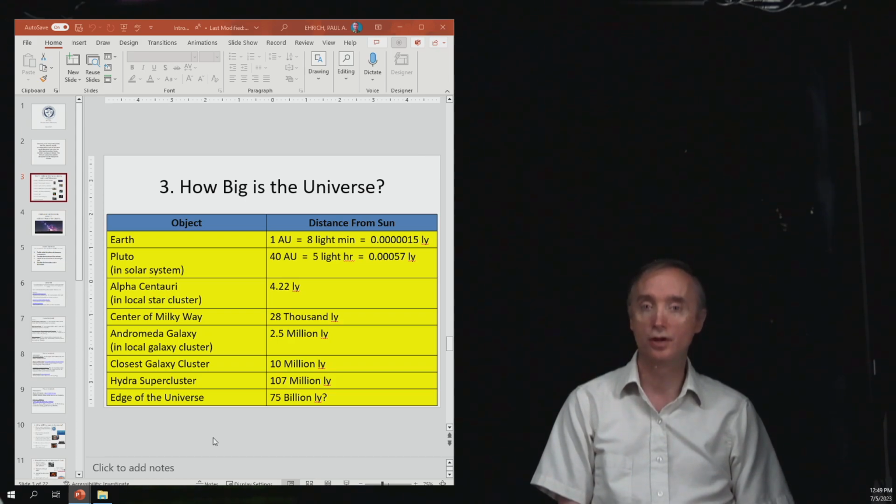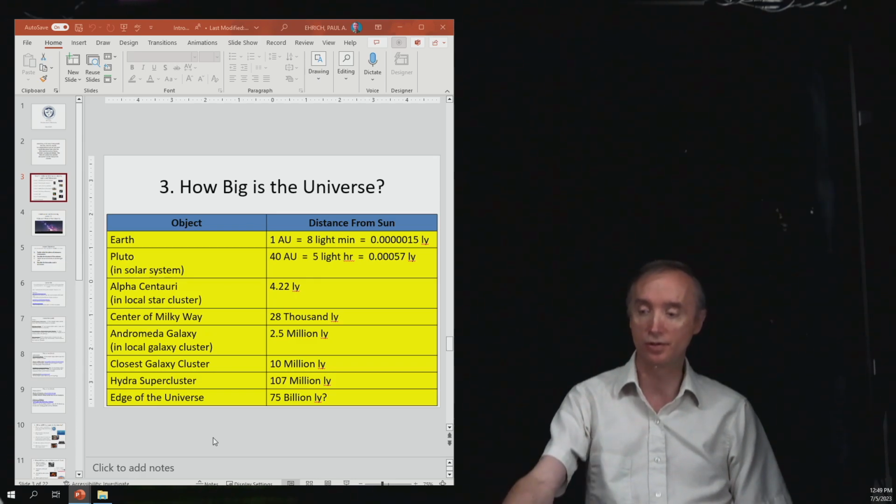Another thing you ought to know is that the distance to the closest star is about 4 light years. And then the diameter of our galaxy is about 100,000 light years across. So those would be some good numbers to know for the exam.